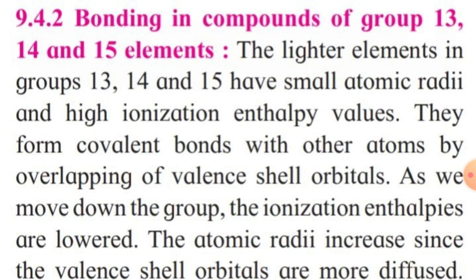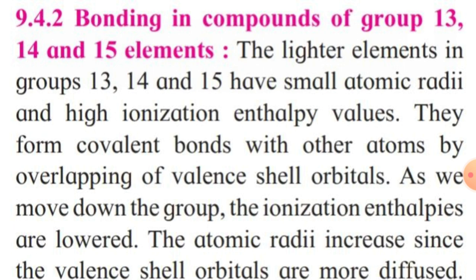Here, the lighter elements in group 13, 14 and 15. The lighter elements means the ones which have low atomic number. So as they have low atomic number, they will have small atomic radii and high ionization enthalpy value. As we know, atomic radii is inversely proportional to ionization enthalpy. If the elements have small atomic radii, they will have high ionization enthalpy. Fine. So, these elements will form covalent bonds.